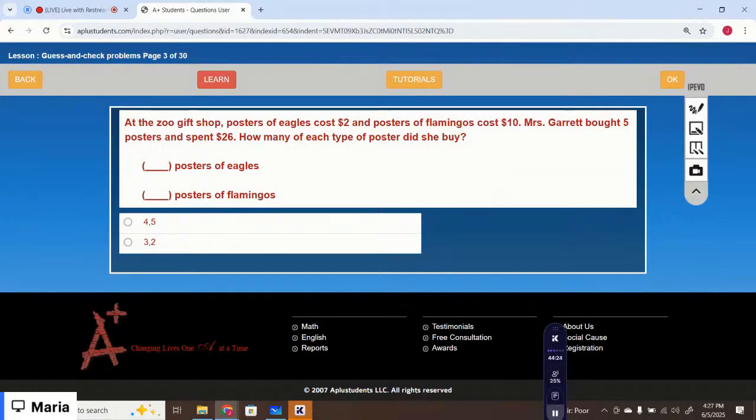In a gift shop, posters of eagles cost $2 and posters of flamingos cost $10. Miss Garrett bought 5 posters and spent $26. How many of each type of poster did she buy? So which is the correct option?